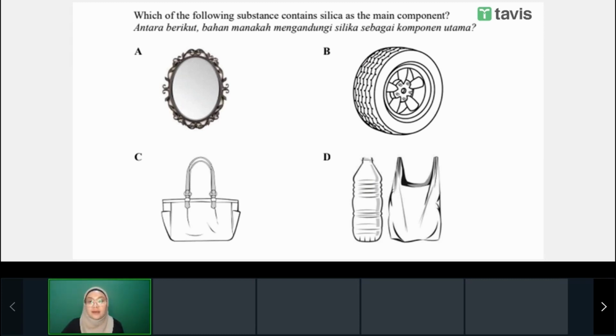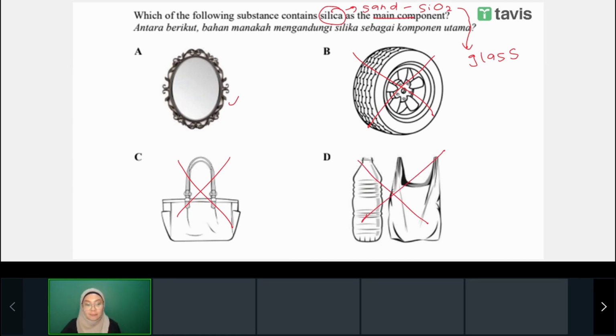Which of the following substances contains silica as the main component? If they ask you about silica, please remember sand or silicon dioxide. And please remember it makes glass. So which substance is made up of glass? A is made up of glass. B no, so B is wrong, it is made up of rubber. C is also not made up of glass. D is also not made up of glass, it is made up of petroleum plastic. So A is the correct answer.